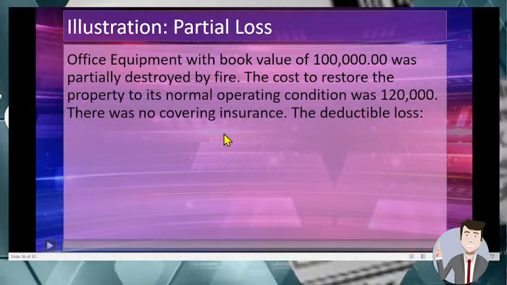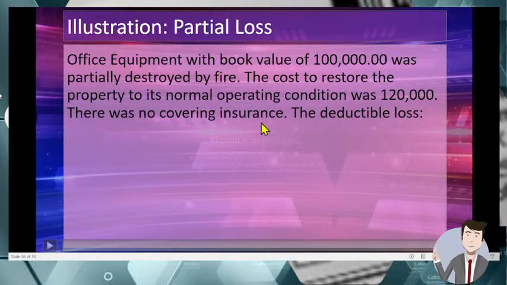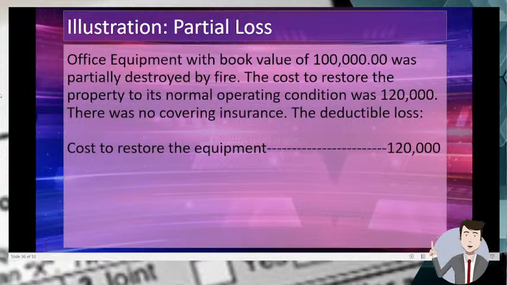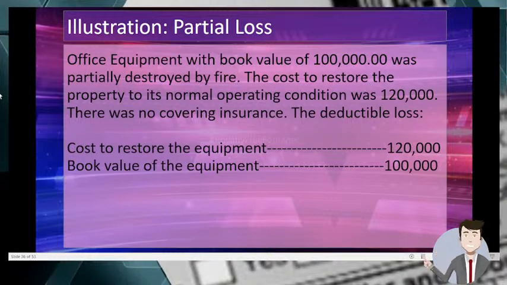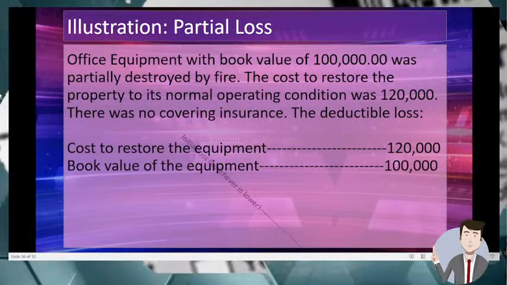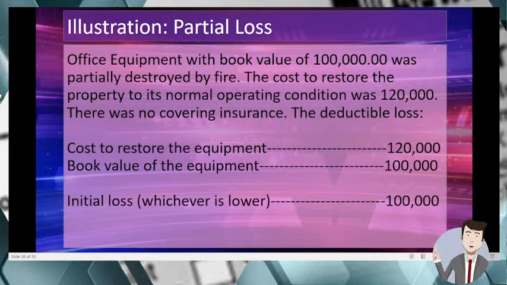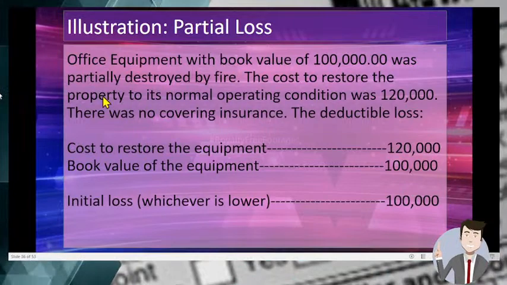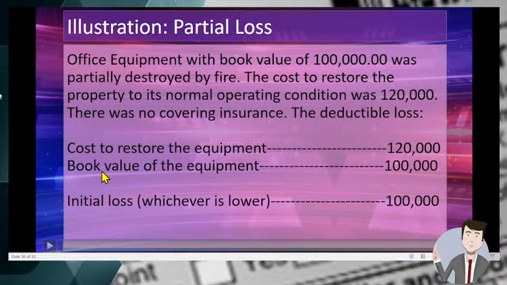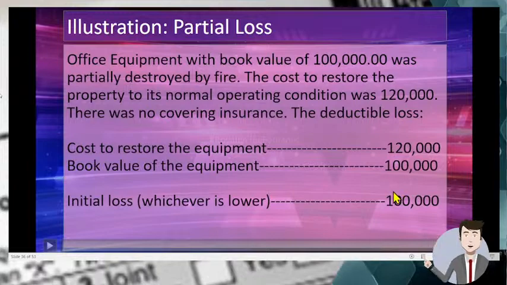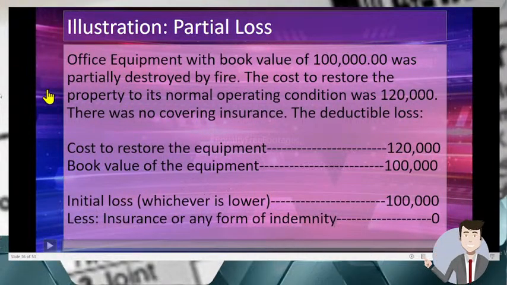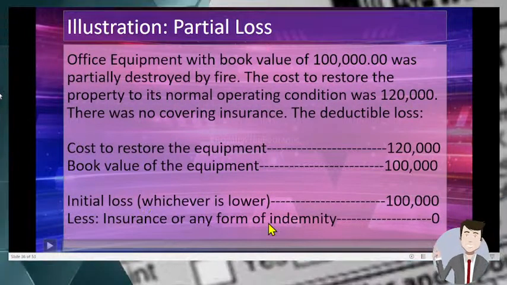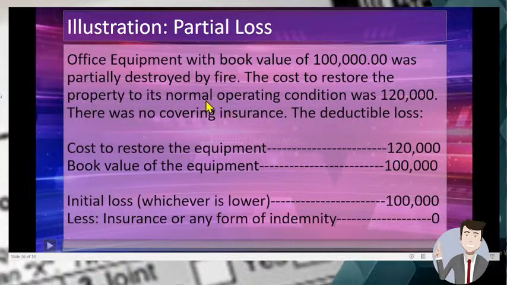Okay? So there was no covering insurance. The deductible loss should be the cost to restore the equipment, that's 120, or the book value of the equipment, that's 100. Take note, the initial loss should be whichever is lower. So you have to compare between the restoration cost and the book value. That's 100, of course, the amount which is lower. Then, less insurance or any form of indemnity of zero since the property is not insured.